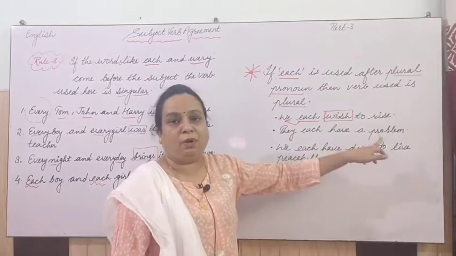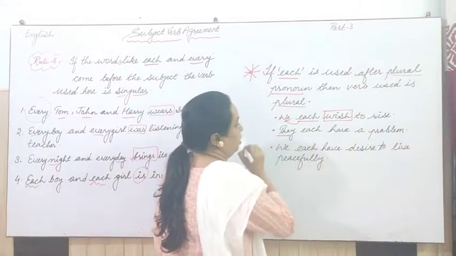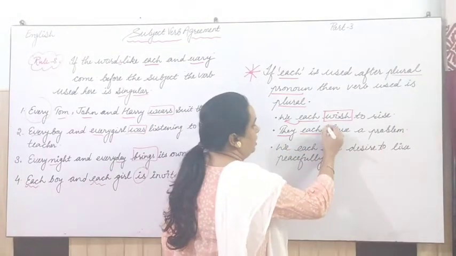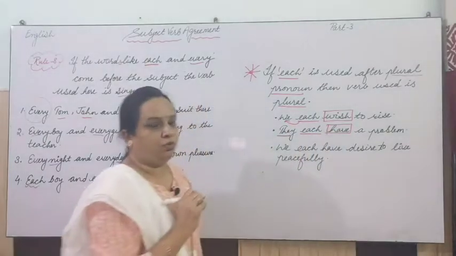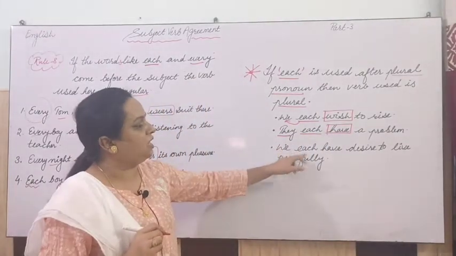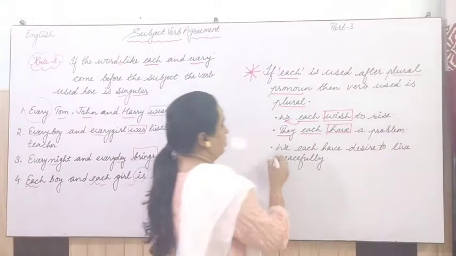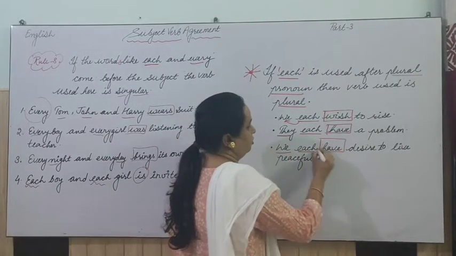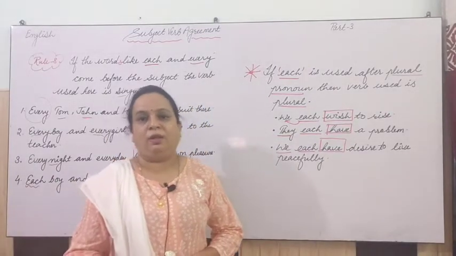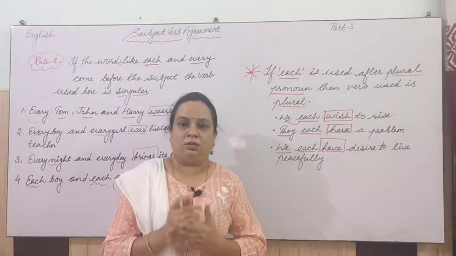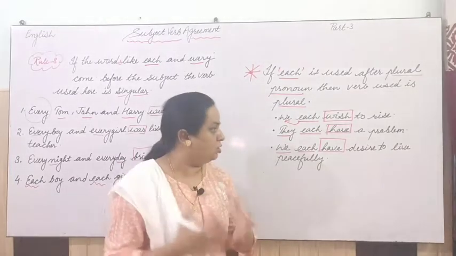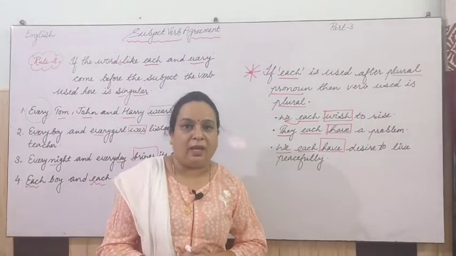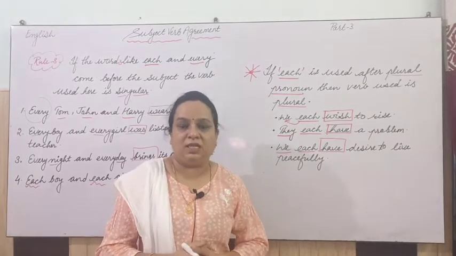They each have a problem. Now they is what? A plural pronoun, and each is there, then in that case we have to use a plural verb. And the last one is we each have desire to live. So again we is plural, each is there, so with that you have to use have. So this is quite simple, but you need to read these rules and learn them by heart, so that it will be very easy for you.